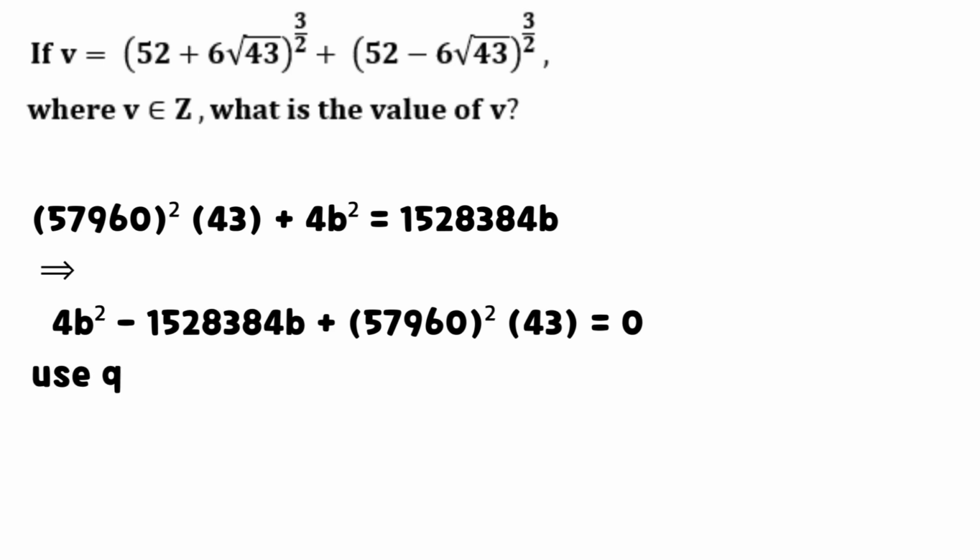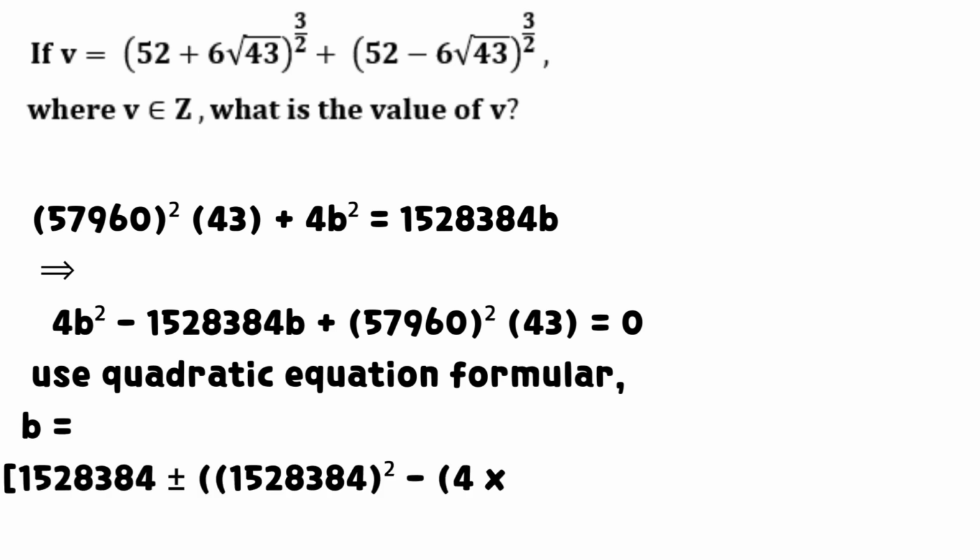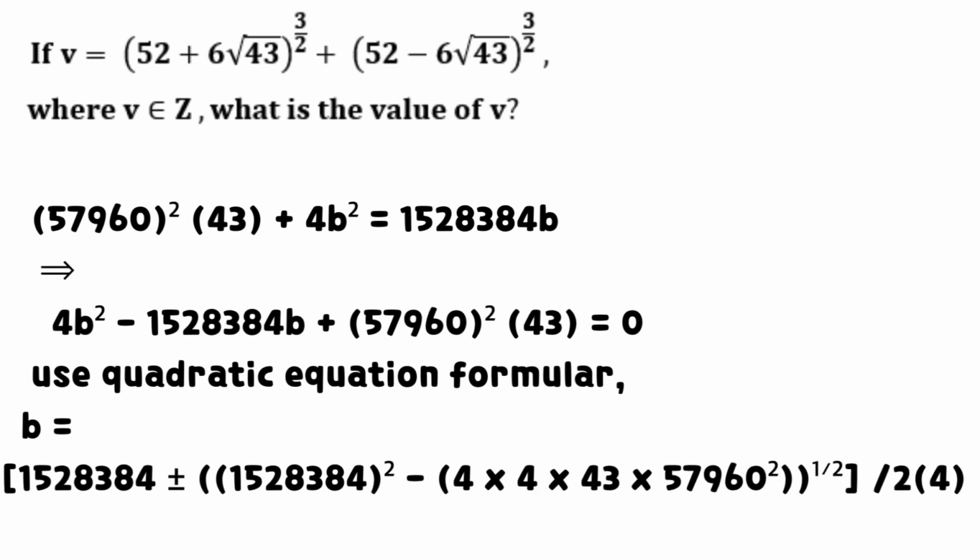This implies that 4 times the square of b minus 1,528,384 times b plus the product of the square of 57,960 and 43 equals 0. Use the quadratic equation formula. We obtained a numerical value for b as shown on the screen.